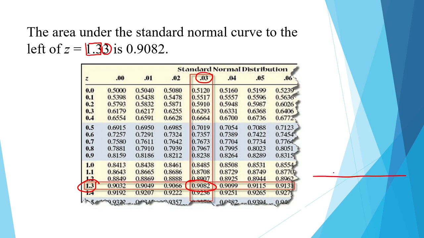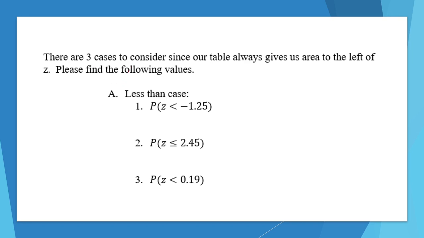Well, if I draw a picture of the standard normal distribution, we have the mean is 0. 1.3 is going to be somewhere to the right side of that, and we have an area of 0.9082 to the left of that. Remember, for the z-table, the area is always to the left. So this area in the shaded region is equal to 0.9082. There are three cases to consider.